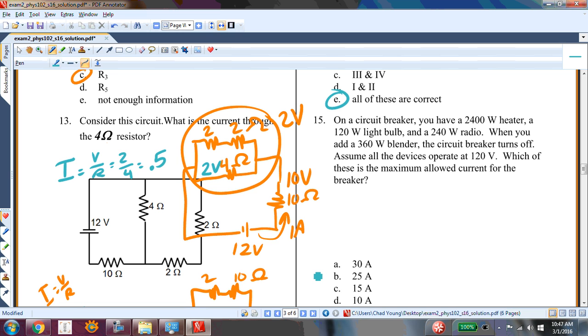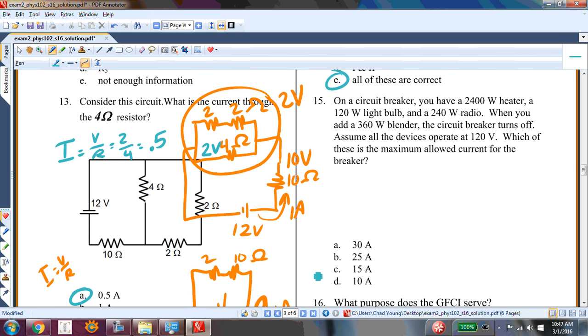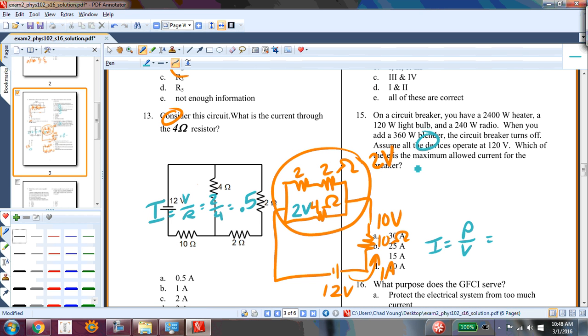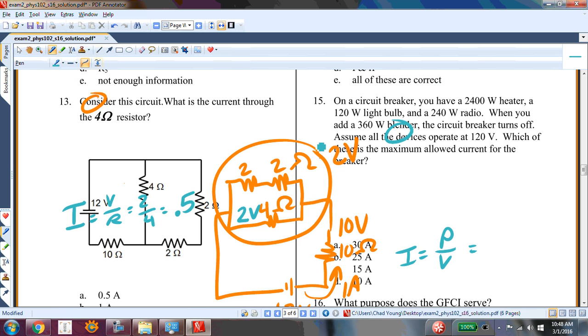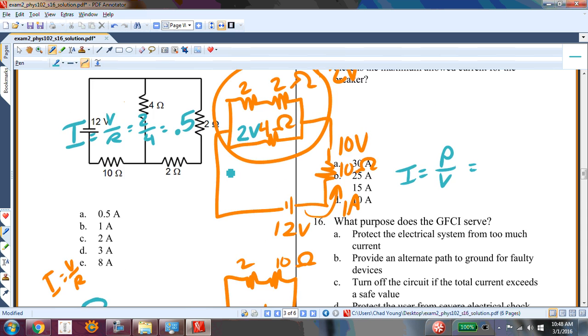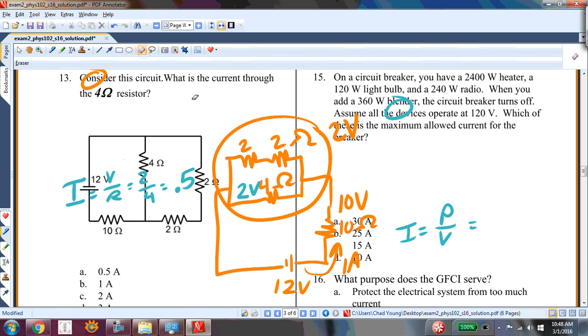Circuit breaker, you have these 3 devices. When you add a blender, it turns off. Which of these is the maximum allowed current? Well, let's just figure out the current. First of all, the current for electrical devices is going to be P over V. So for example, this first one is going to be, let me clean this up just a little bit.